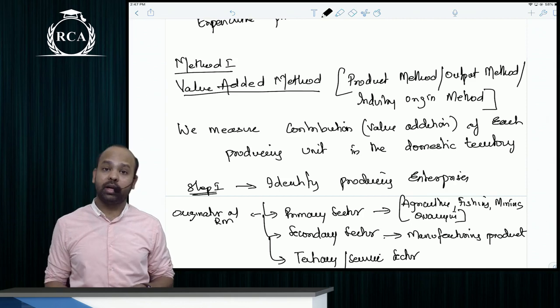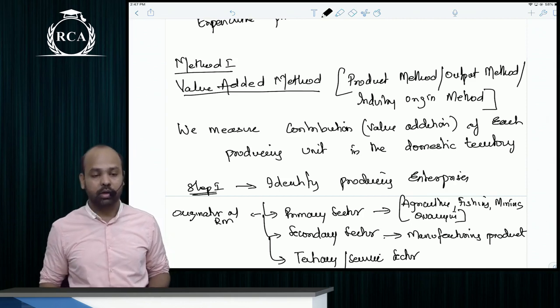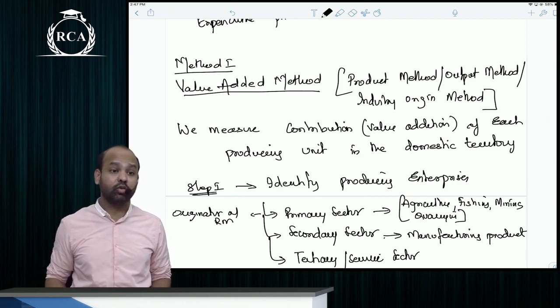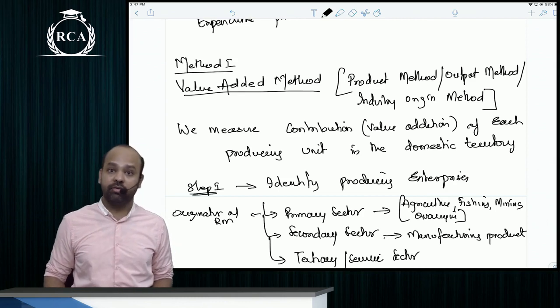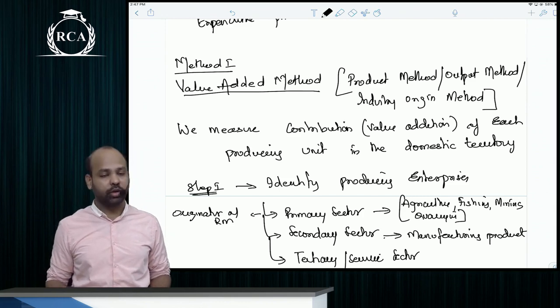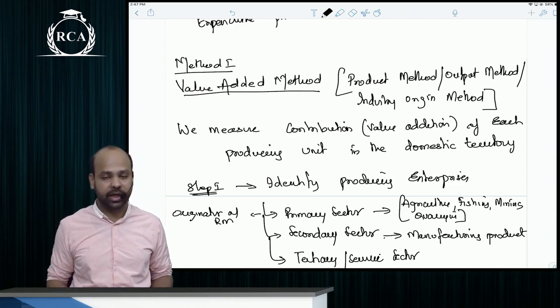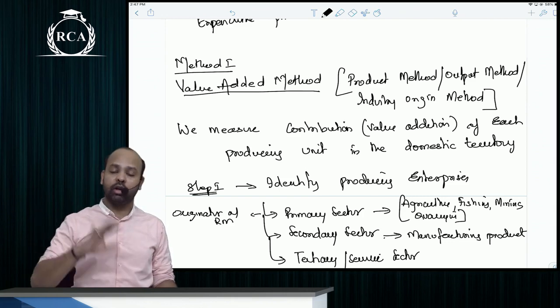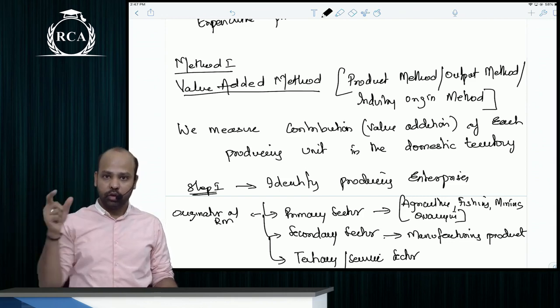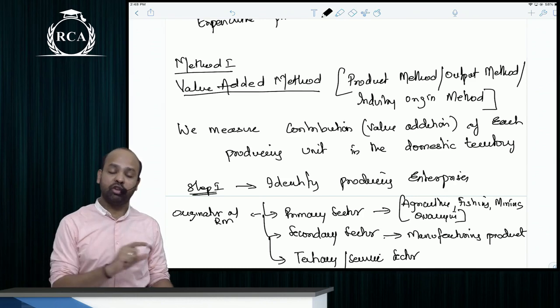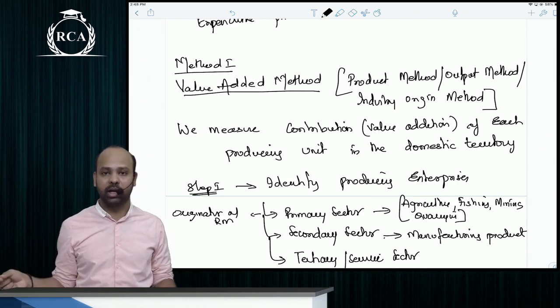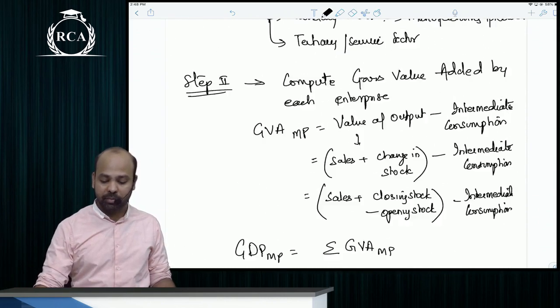Under method one, that is the value added method, I spoke about how our objective is to arrive at value addition at each stage. Value addition, because we cannot include intermediate consumption, and it is difficult to add only final goods and services, since it is not possible to segregate final goods and intermediate consumption. So you divide the entire economy into different sectors. You will measure the value addition at every stage. The summation of value addition is gross value added at market prices, that is nothing but GDP at market prices.